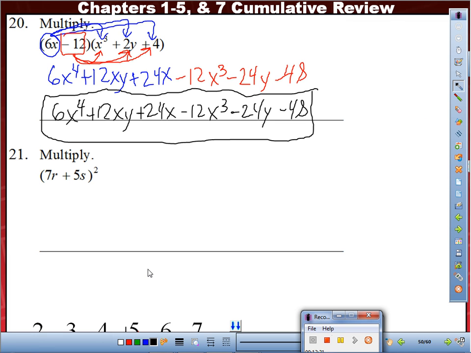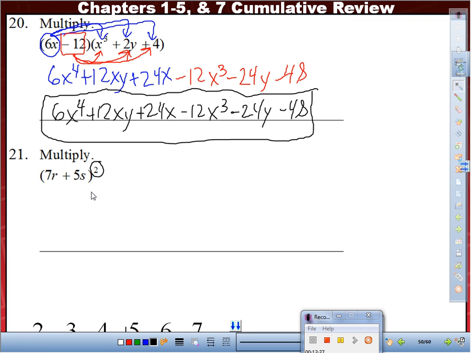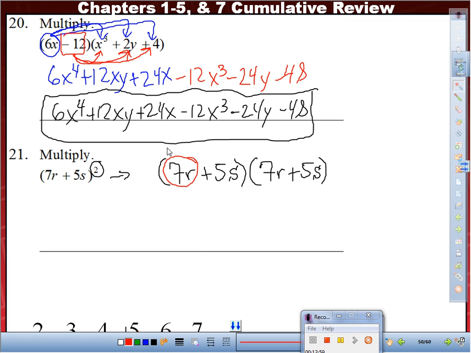21. For number 21, this says to rewrite it first in order to multiply how many times? Twice. So this becomes 7r plus 5s, and we're going to rewrite that twice. 7r plus 5s. So now, we're going to go ahead and multiply this first term, 7r, times these 2 terms. So let's see, what is 7 times 7? 49, r times r, that's r squared.